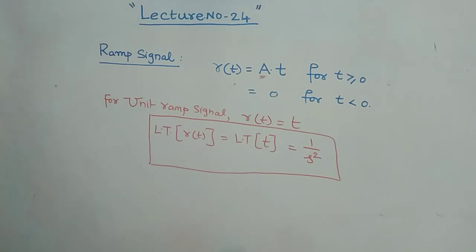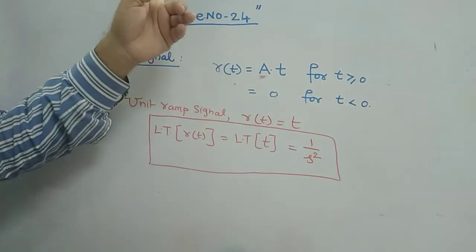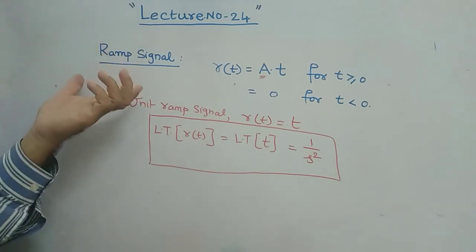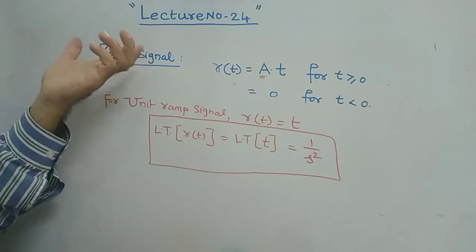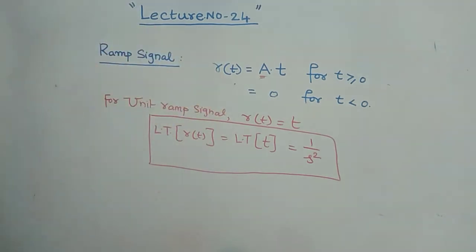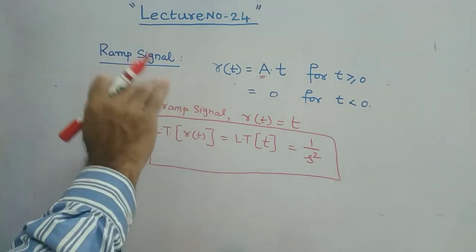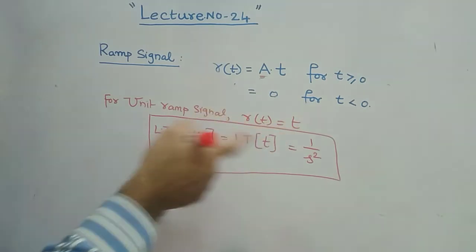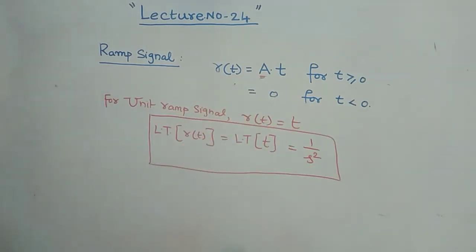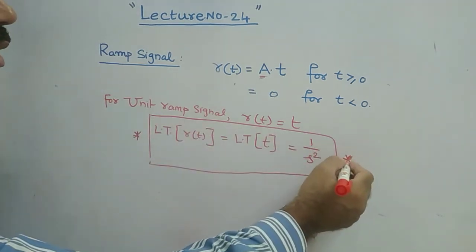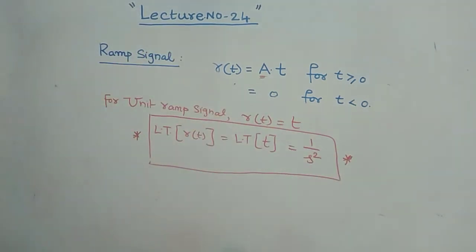Therefore, in the previous presentation, lecture number 23, we have seen the first signal is the unit step signal, our simple step signal, where unit step is nothing but r of t is equal to 1 only. If you take the Laplace transformation for that, it is 1 by s. Laplace transformation of step signal is 1 by s, whereas ramp signal is 1 by s square. Remember that.